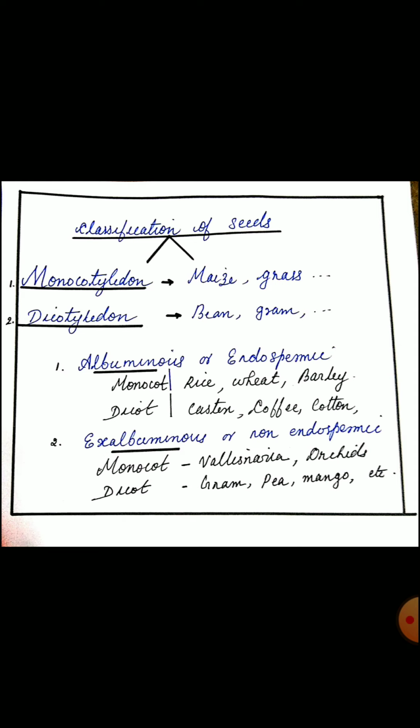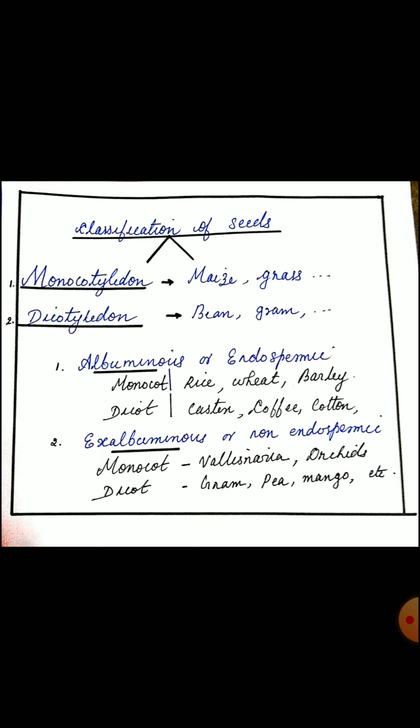Next, classification of seeds. Seeds are classified on the basis of the number of cotyledons. The seeds are classified into monocotyledon and dicotyledon. Mono means single. Seeds with only one cotyledon are called monocotyledons. Examples, maize and grass. Dicotyledons, di means two, and two cotyledons are present. Bean seed is an example.